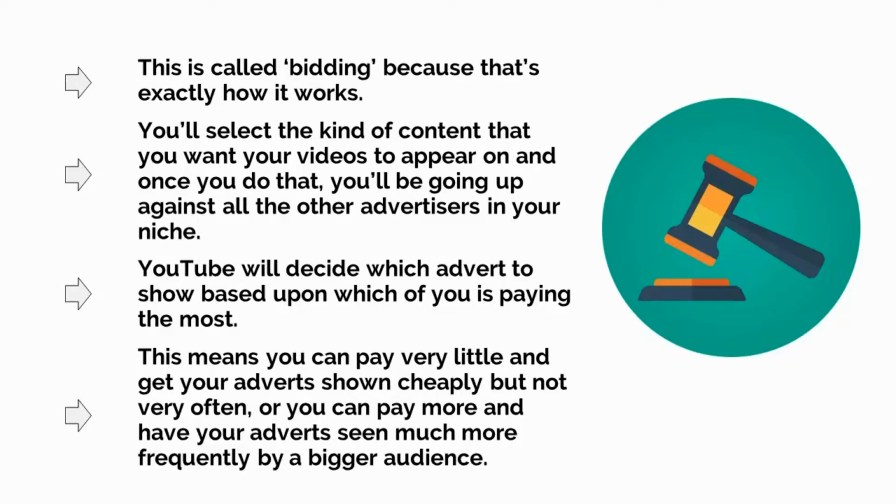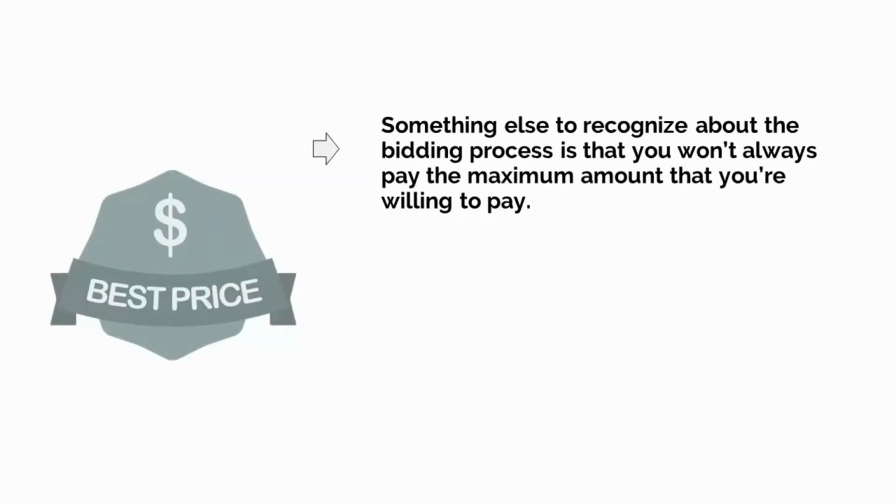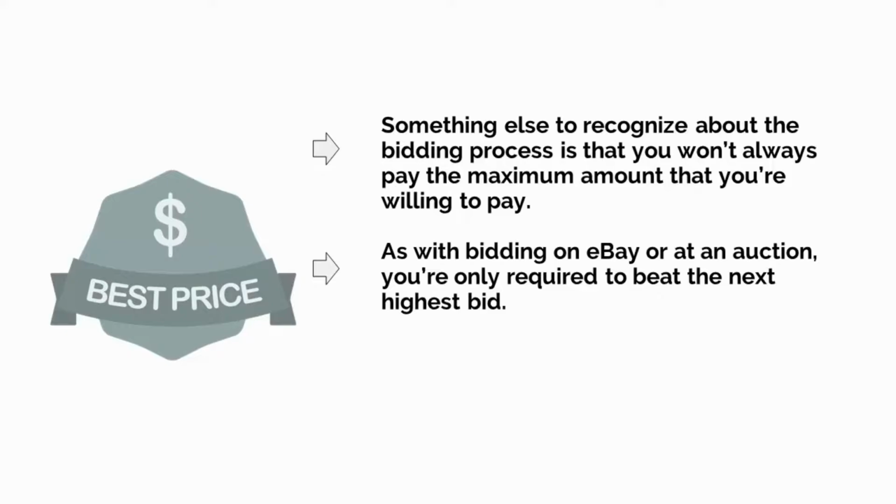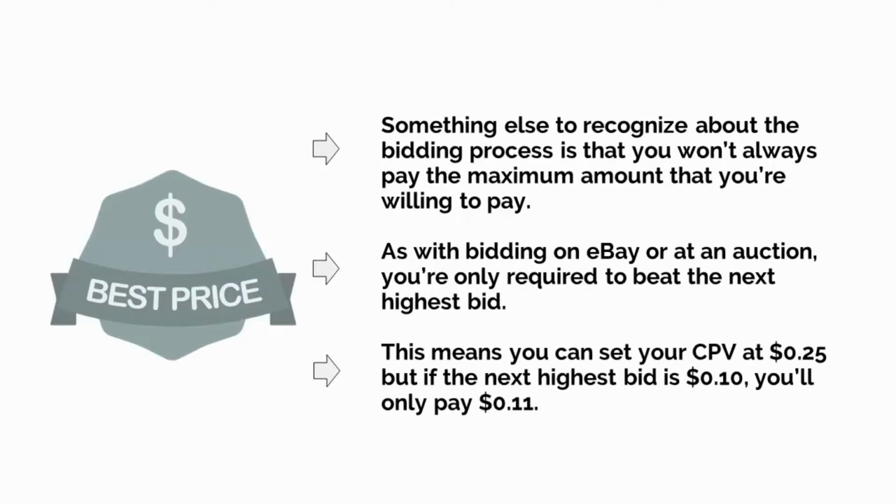Of course, the amount that you're able to pay is likely to be dictated closely by the amount that you stand to earn from each video and how effective your campaign is at driving sales and profits. Something else to recognize about the bidding process is that you won't always pay the maximum amount that you're willing to pay. As with bidding on eBay or at an auction, you're only required to beat the next highest bid. This means that you can set your CPV at 25 cents, but if the next highest bid is 10 cents, you'll only pay 11 cents.